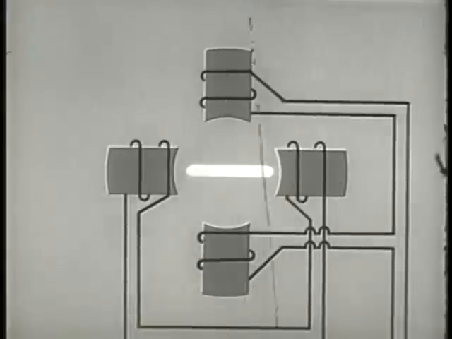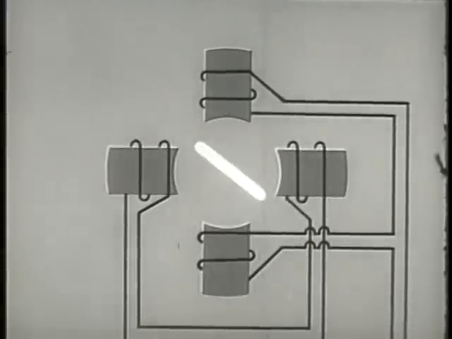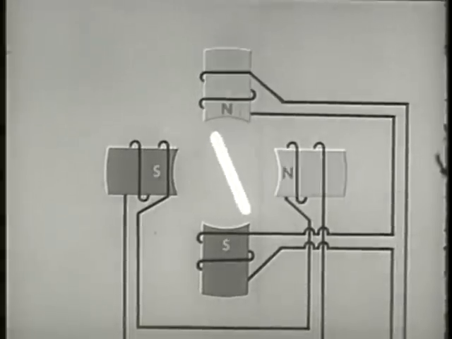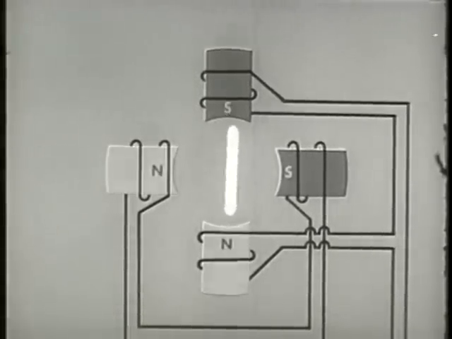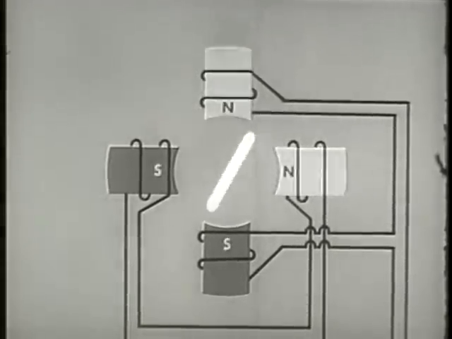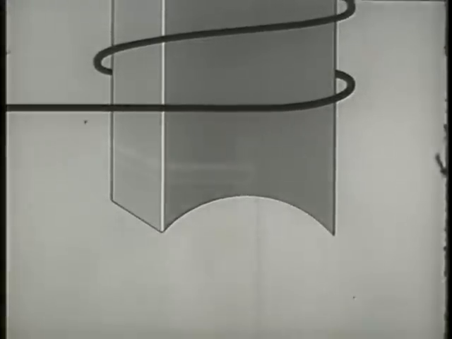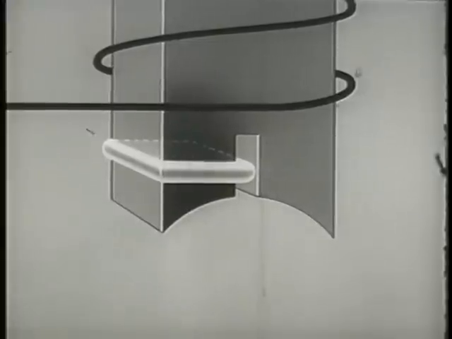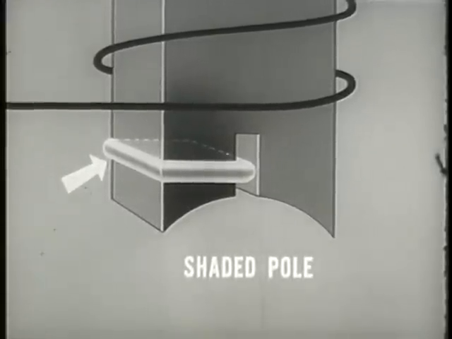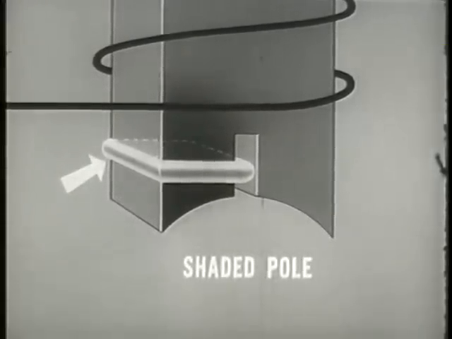The major problem is getting it started. If the rotor is started by hand, relative motion is created and the motor will continue to run. But this is not a very practical method. There are several ways to start a single-phase induction motor. One method is the use of shaded poles in the field.